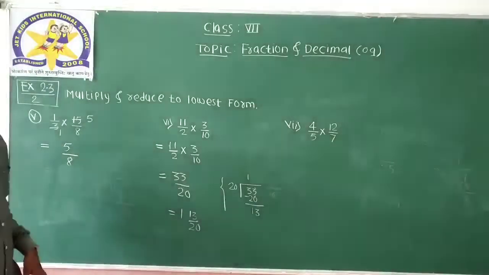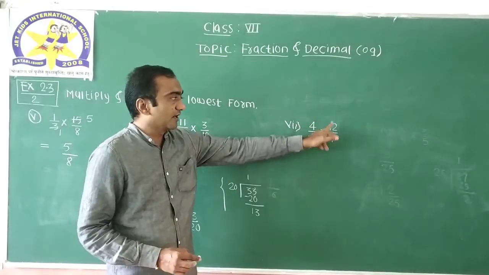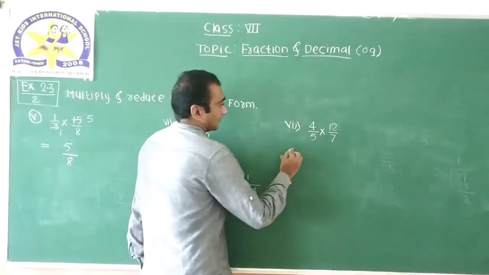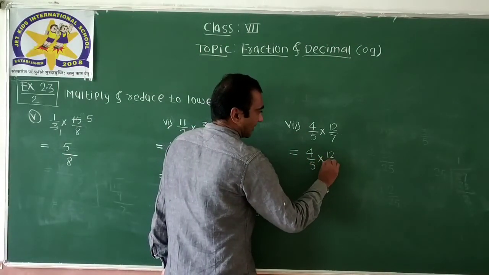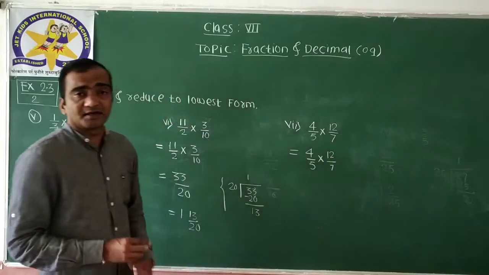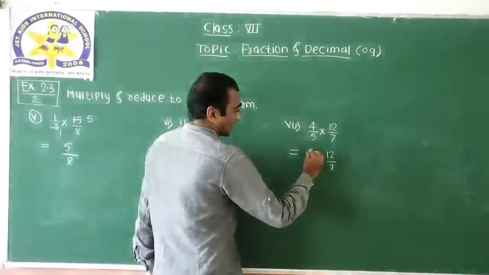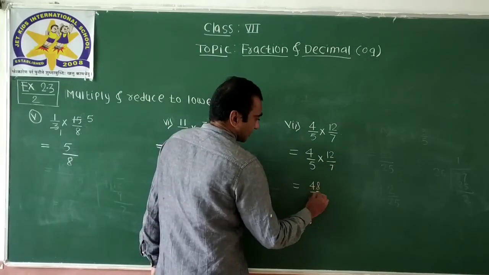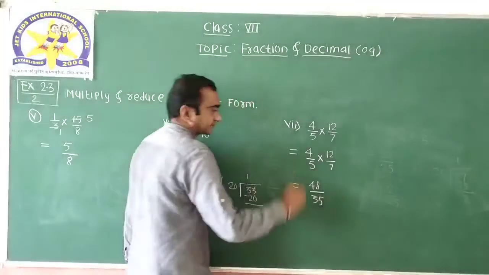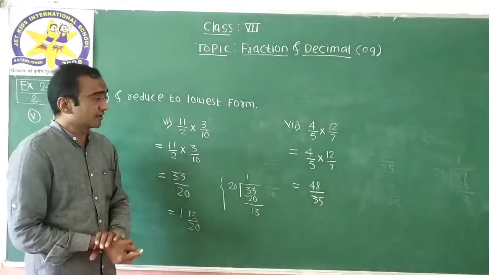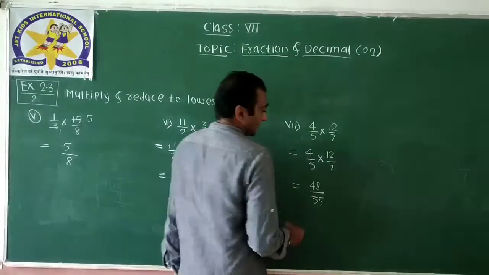Okay? Now last question of second. 4 by 5 multiplied by 12 by 7. Make a multiplication of these two fractions. 12 fours are 48, divided by 7 fives are 35. Now we can convert it into a mixed fraction.